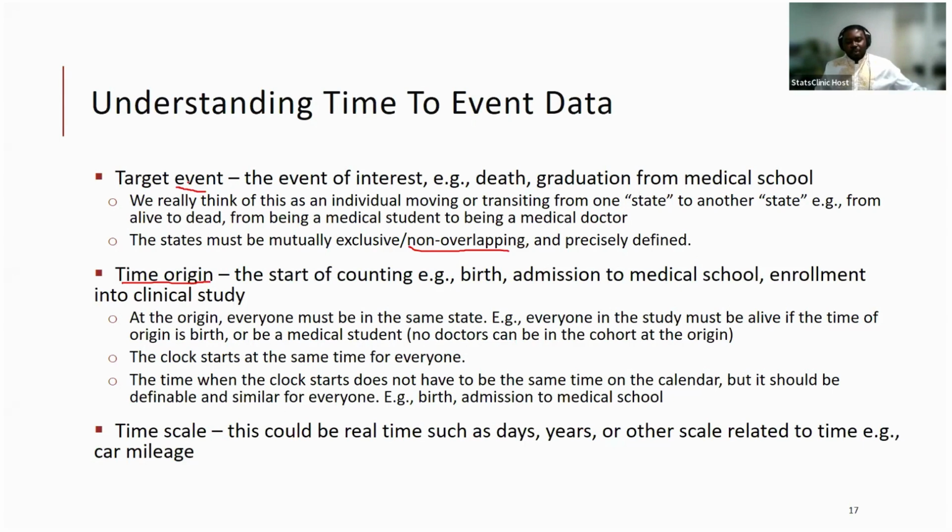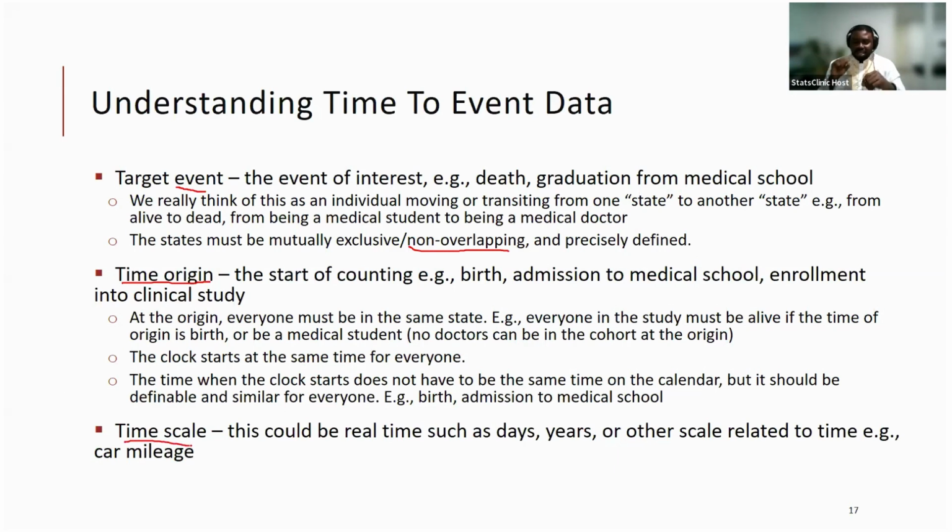Okay, a lot of people will take maybe 5 years, 6 years, but some people might take longer, right, to become medical doctors. So that is the time of follow-up. And the other important thing that you want to note in defining the time to events data is that the time of follow-up, what's the time scale?